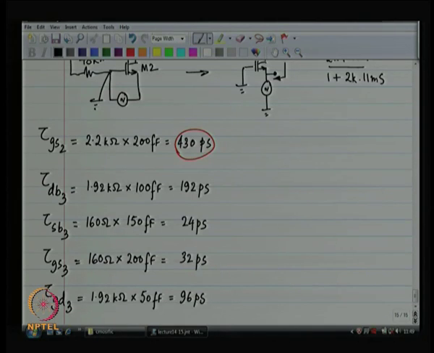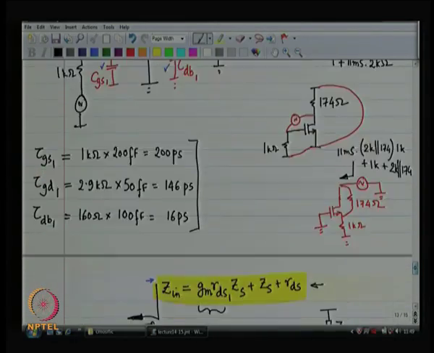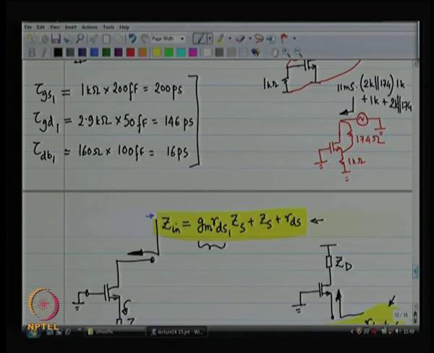Right. So, I have computed all the time constants. What is the sum total of all the time constants? That is going to give me the total time constant. Then from there I will be able to compute the bandwidth. So, I have got 200 picoseconds from device number 1, and I have got 146 picoseconds from gate to drain of device number 1. I have got 16 picoseconds from drain to body of device number 1.